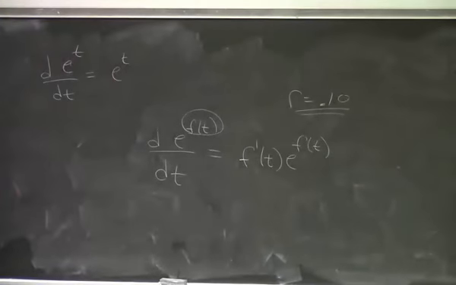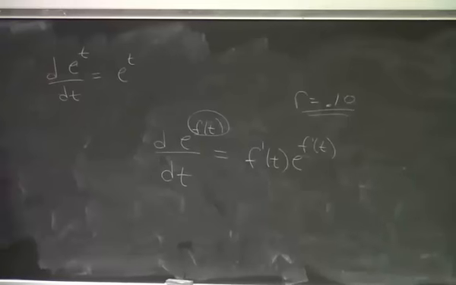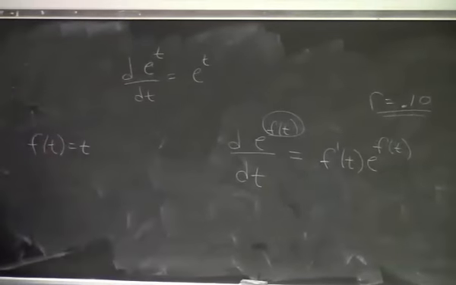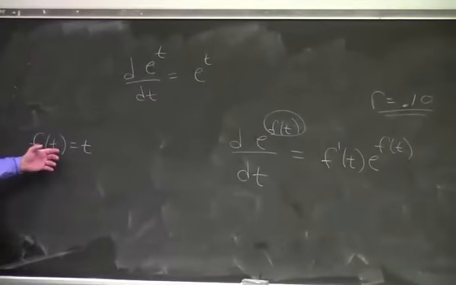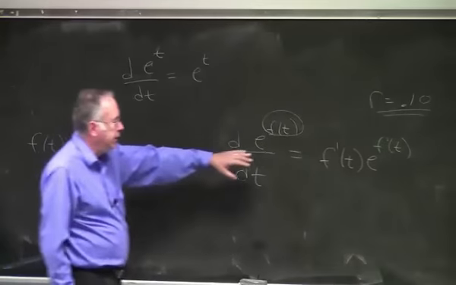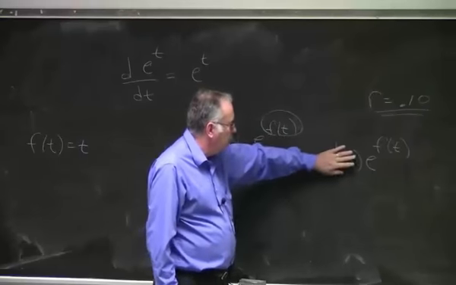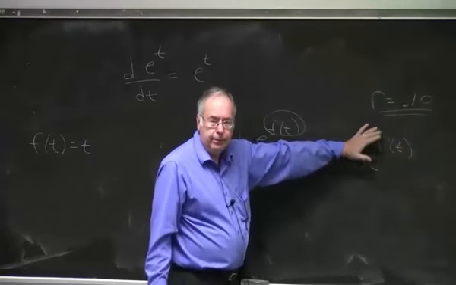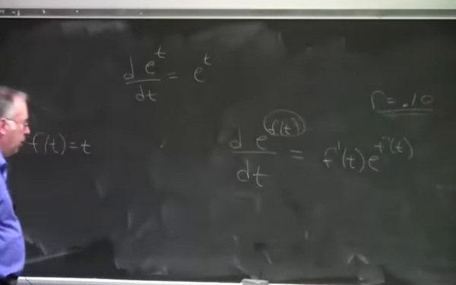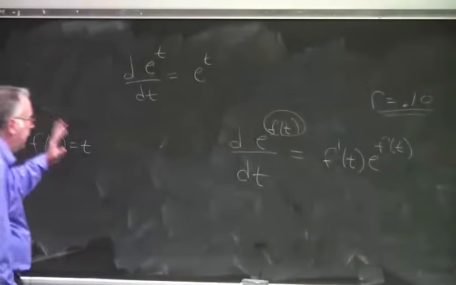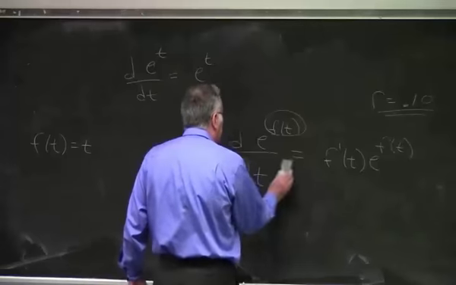Notice you could use this more general rule, because you could let f of t be t. If f of t is equal to t, then what is f prime of t? 1. So you can see that fits right into this rule, because if f of t is equal to t, this is just 1 times e to the t. But this is a more general rule.